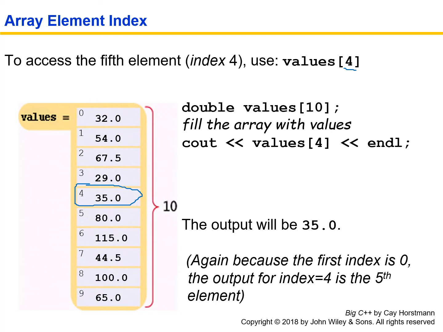Okay. So if I hit cout values at 4, endl, the output would be 35.0. If I wanted to get the sixth element in my array, I'd go 1, 2, 3, 4, 5, 6. That's index 5. So I'd put values open bracket 5 close bracket, and that would give me my sixth element.